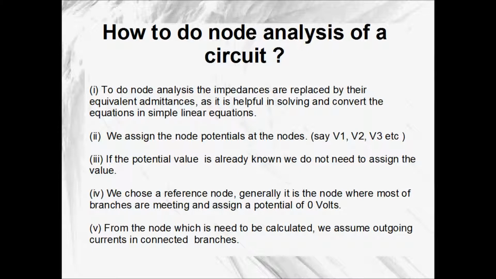Third, if the potential value is already known, we do not need to assign a value. Fourth, we choose a reference node, generally a node where most of the branches are meeting, and assign a potential of 0 volts. Fifth, from the node which needs to be calculated, we assume outgoing currents in connected branches.